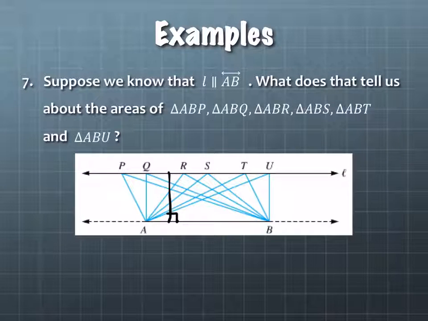The distance from that top line L to the bottom line AB is the same for every single triangle, correct? So the height of every single triangle is also the same. So since they have the same base length and they have the same height, all of their areas are the same, which is interesting because they don't really look like they would have to be, right? But we could draw those parallelograms just like we established on the previous slide, and we could prove that they are in fact the same.